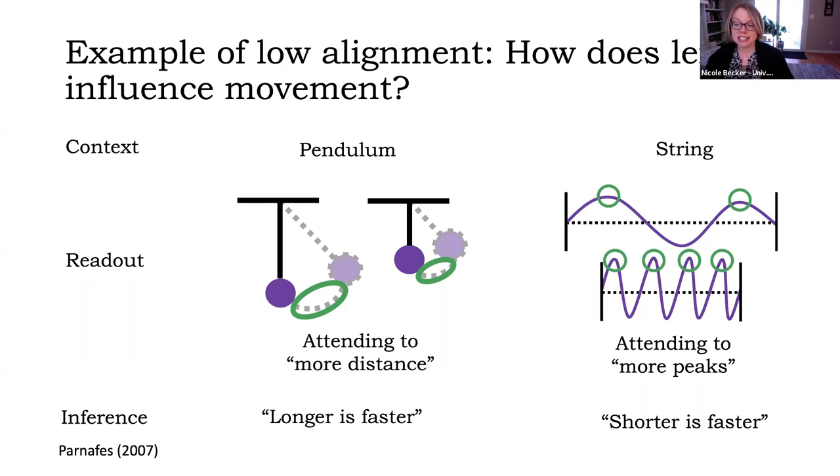By attending to the distance traveled by the pendulum and attending to what was more, consistent with their idea of faster means more, students incorrectly arrived at the inference that longer pendulums are faster. Conversely, when looking at representations of motion versus time, the same strategy, noticing what was more in the graph, led to the inference that shorter pendulums are faster. So we see in this case that the intuitive coordination class and associated readout strategies for fastness were ineffective at helping students arrive at consistent inferences across contexts.